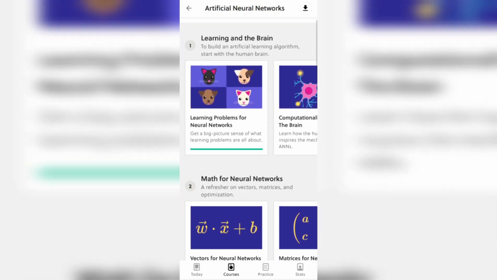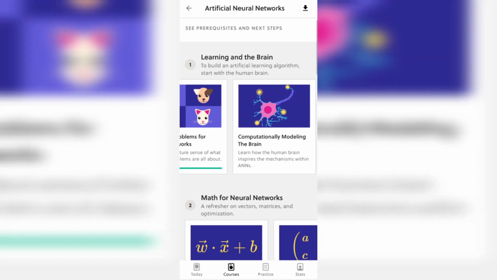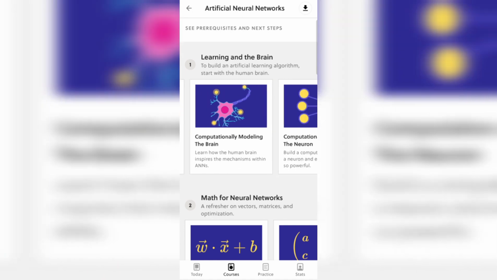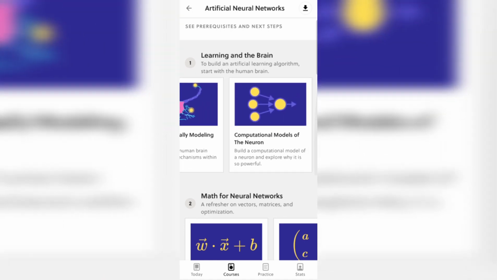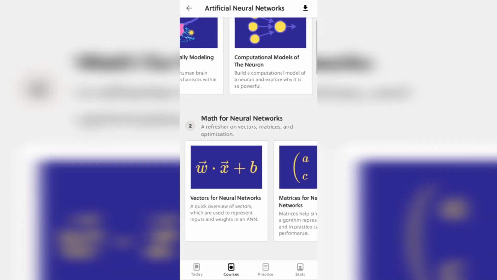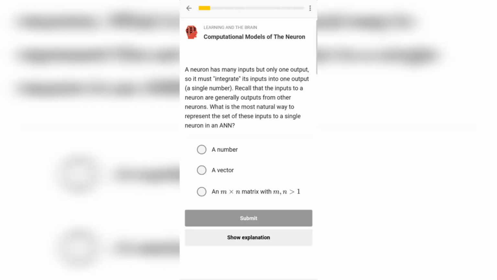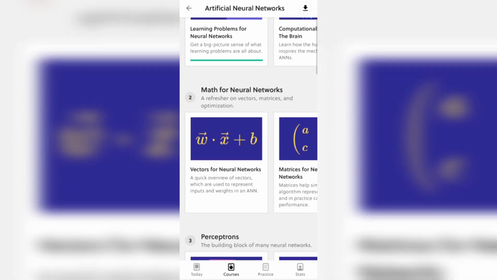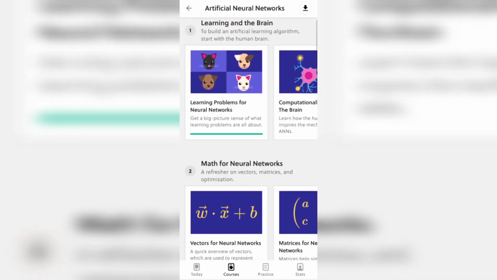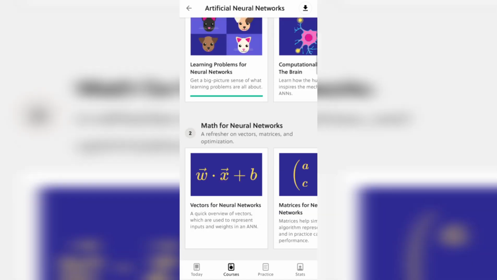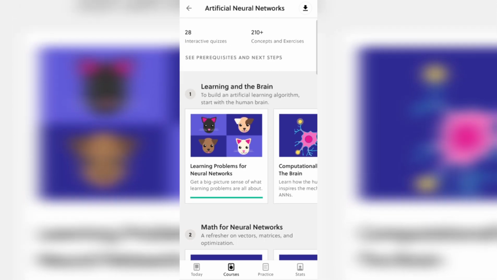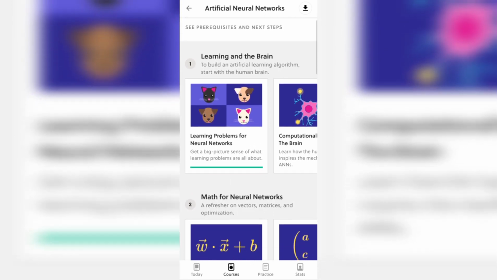It talks about classification and regression here, and I'm actually brushing up on these concepts, then computationally modeling the brain and computationally modeling the neuron. I guess they talk about the perceptron in this case. And what I like, like I said, is that it is structured. We have the very broad picture of learning and the brain.